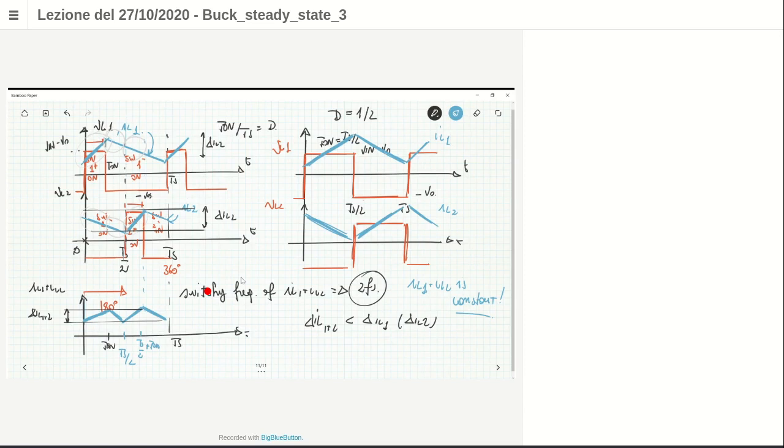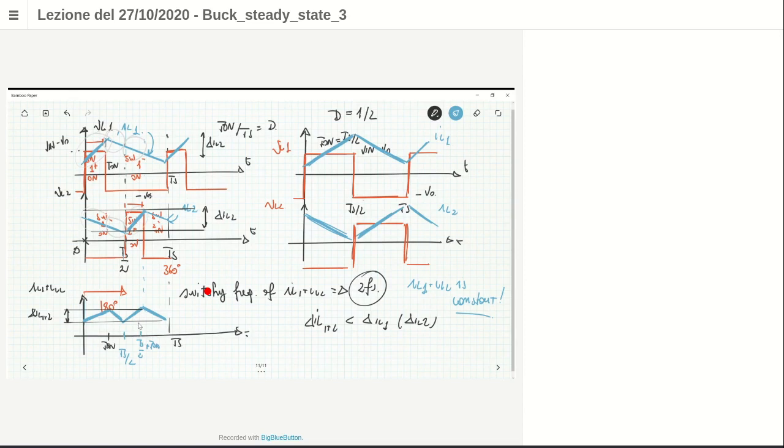Since typically the duty cycle is changing, you can have a small ripple, but the ripple is present anyway. So this happens for two bucks. Of course, you can easily understand that if you increase the number of bucks that you put in parallel, then you can have situations that are even better.